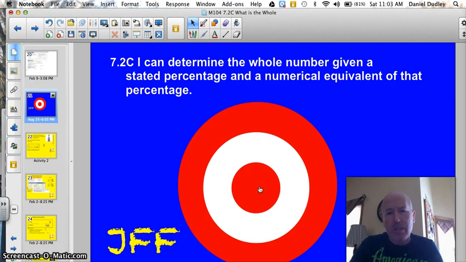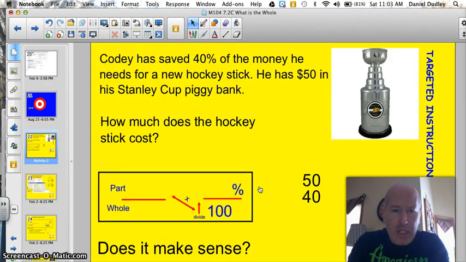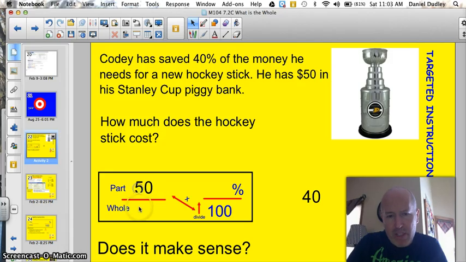Let's do this thing. All right, tonight we're going to talk about Cody and his hockey stick. Cody has saved 40% of the money he needs for a new hockey stick. He has $50 in his Stanley Cup piggy bank. How much does the hockey stick cost? All right, well, we're going to use the box again. So we know that he's got $50 of some number, and we know that that's equivalent to 40%. So 50 is the part, and we're missing the whole.